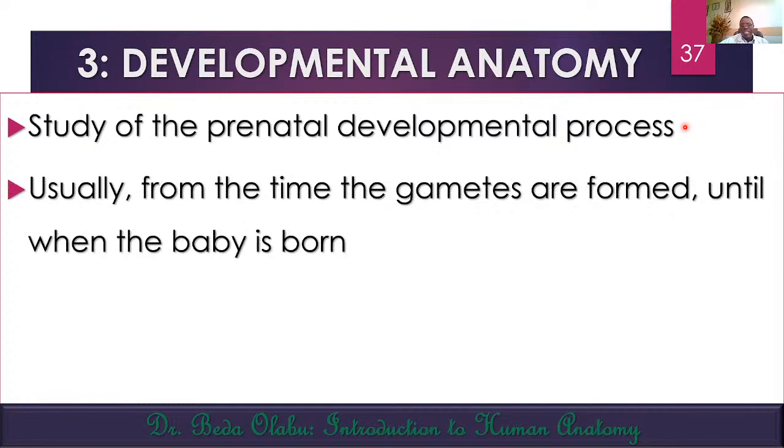So in terms of delivery, we usually start from the time that the gametes are formed, the time that the sperm is formed, the time that the oocyte is formed. Remember, the male gamete is called the sperm, the female gamete is called the oocyte or the ovum. So from the time the gametes are formed, the term we used earlier for that is gametogenesis. We start from gametogenesis. And when do we stop? When that baby is born. Assuming that the whole thing is a success.